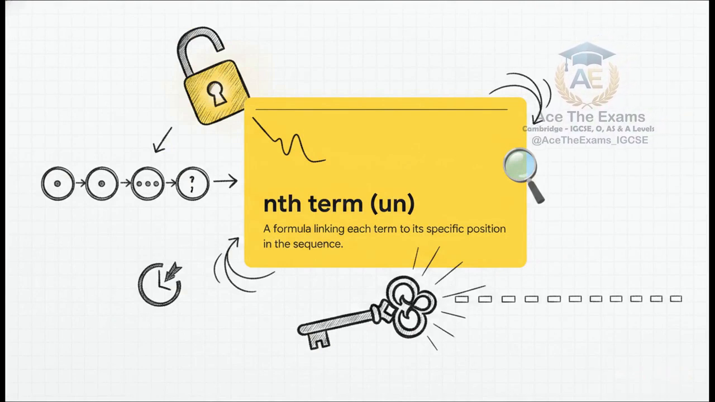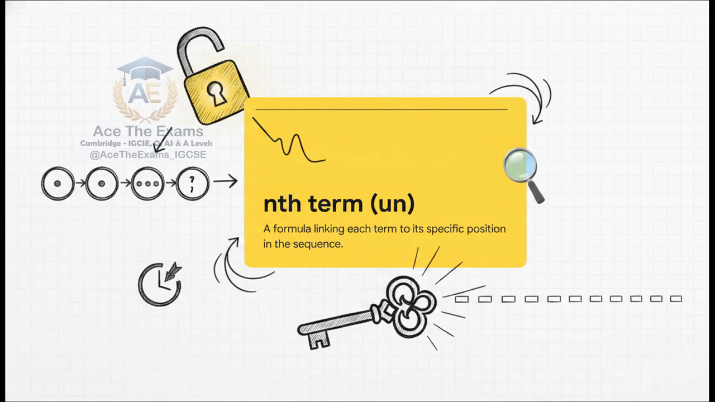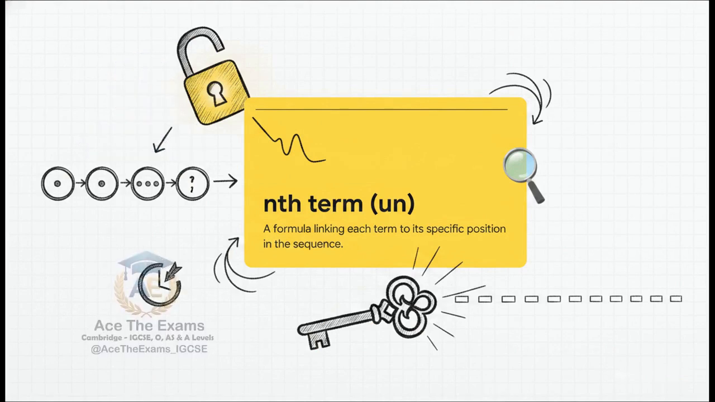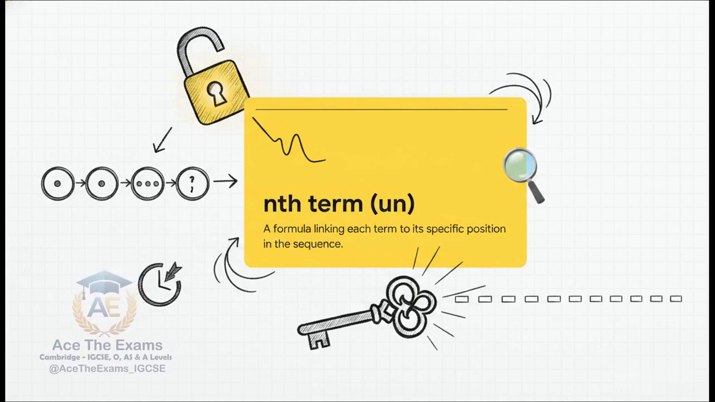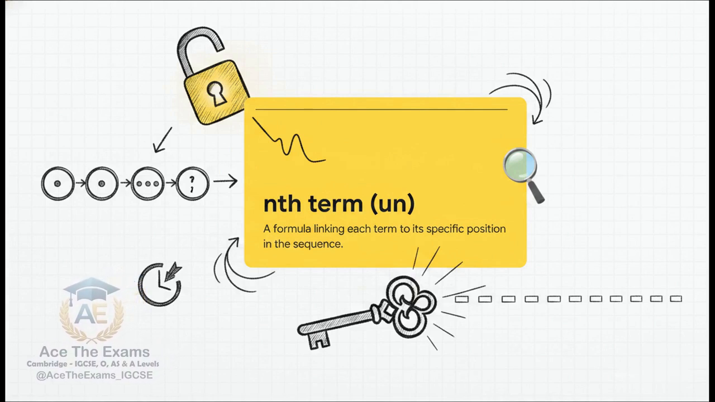We use the letter U with a tiny subscript number to denote the position. So U1 is simply the first term in your sequence, U2 is the second, and so on. But the absolute holy grail of sequence cracking, and the command phrase you need to look out for on your paper, is finding the nth term, written as Un.